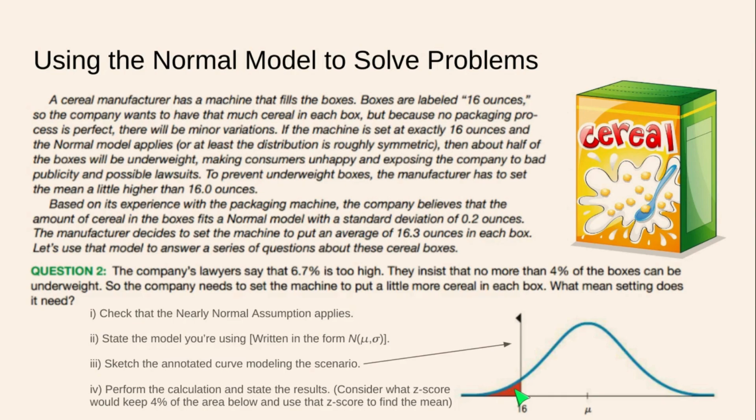That is going to involve us performing a calculation stating the results. And the way we're going to do that is consider what z-score is going to keep 4% of the area below and use that z-score to find the mean. So I'm actually going to find a standard score using the calculator. I'll show you how to do it. You can try and do it on your own, but this is a little tricky. I encourage you to just watch me do this one. Okay? You can try it if you like, but let's do this in the calculator.